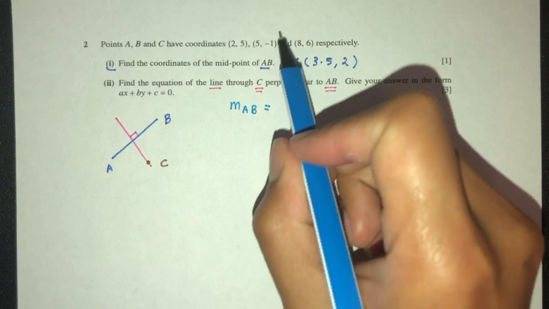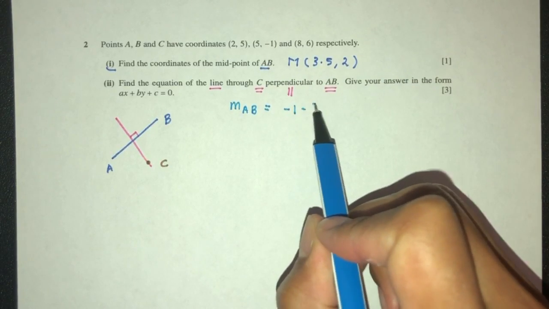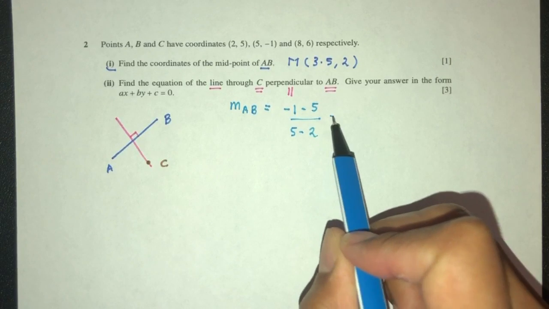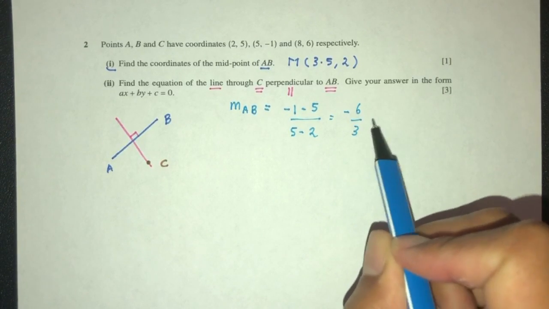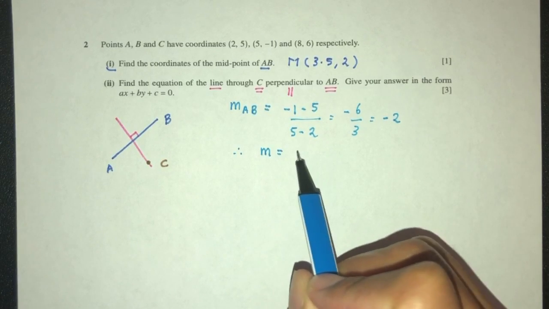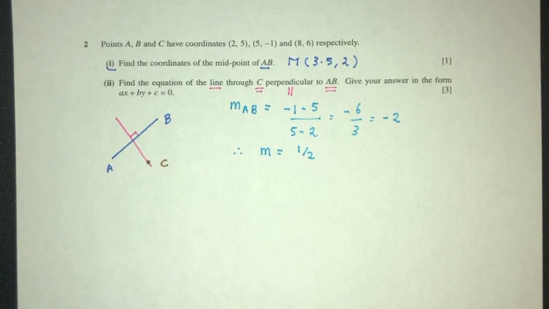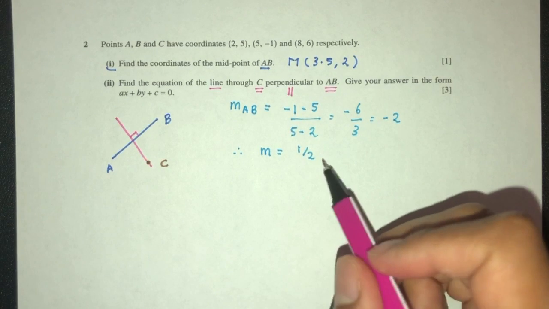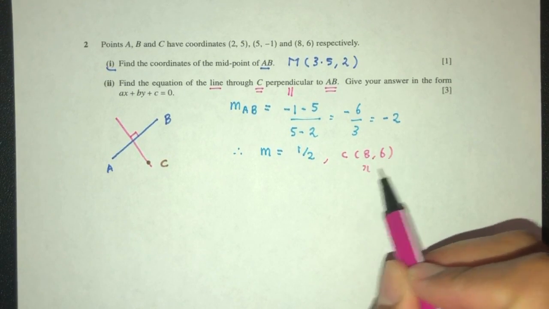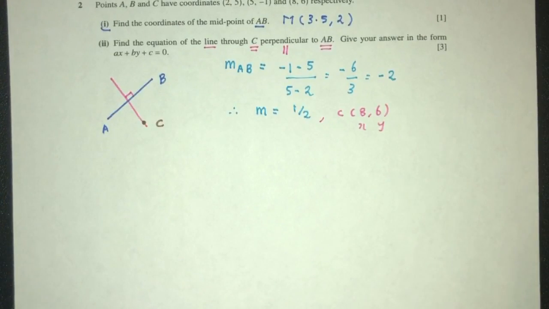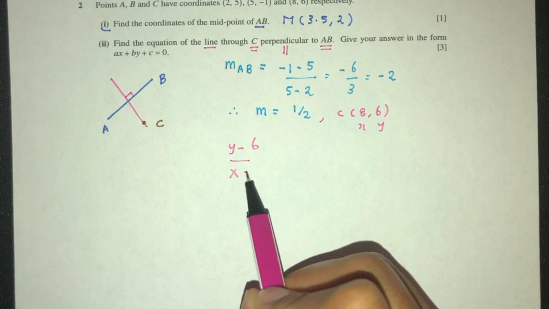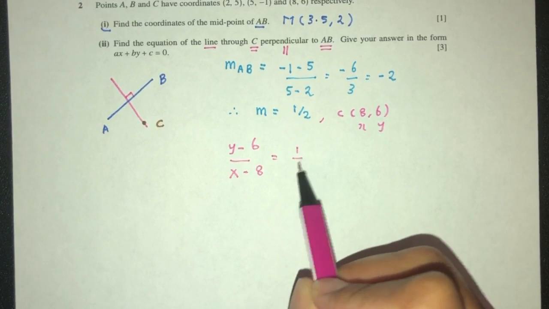So let's first find the gradient of AB. Pretty easy. y2 minus y1 over x2 minus x1. That should be minus 6 over 3. That should be minus 2. So conclusion, the gradient of the perpendicular line will be half. So here we have the gradient, we have the passing point C, which is (8, 6). That is x value, y value. We can find the equation pretty easily. So y minus 6 over x minus 8 should be half.